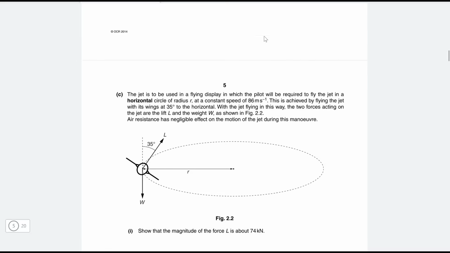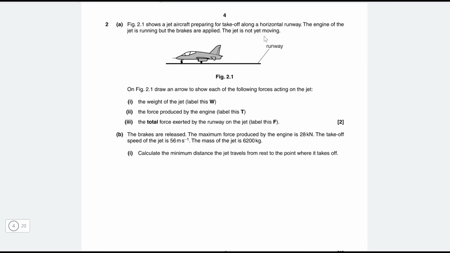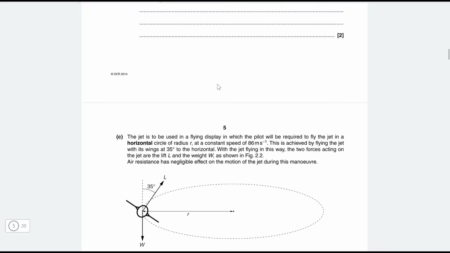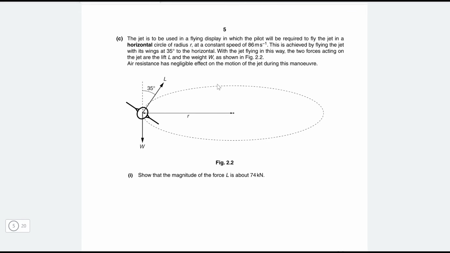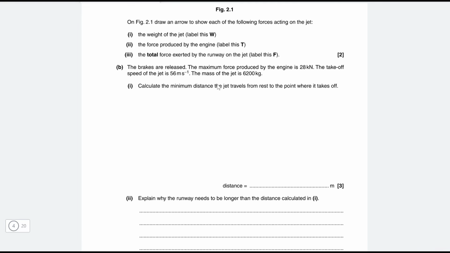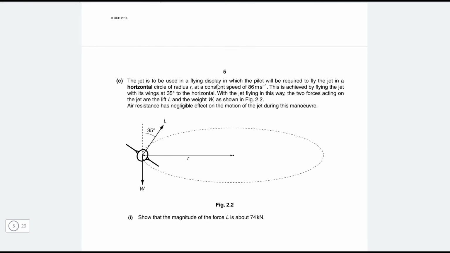Okay, our final question for today is actually from a paper from 2014. This is question 2. Now, the first part of this question is mainly using Newton's laws and SUVAT, and because this video is mostly focused on circular motion, I'm going to start with part C. We're going to need the fact, though, that the mass of the airplane is 6,200 kg, which is given in the previous part of the question. So I'm going to write this down over here, that the mass is equal to 6,200 kg.